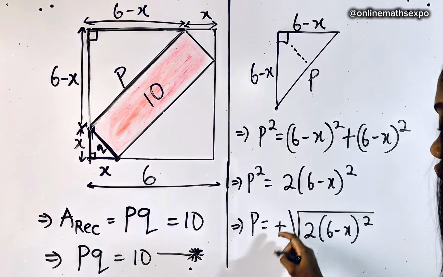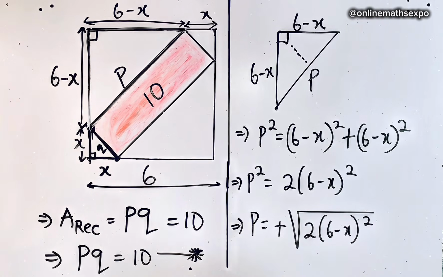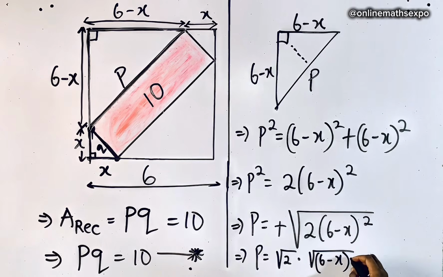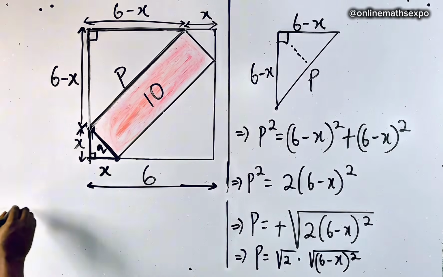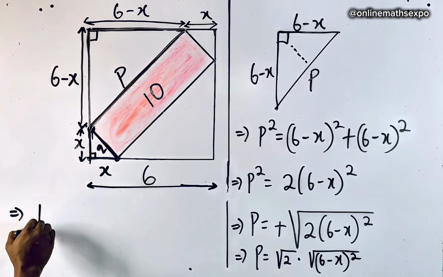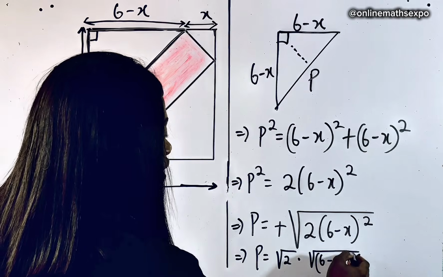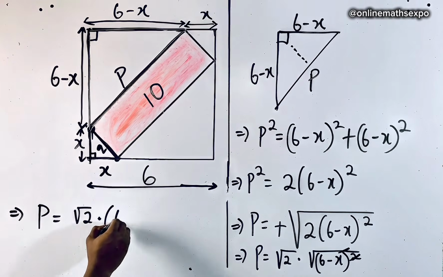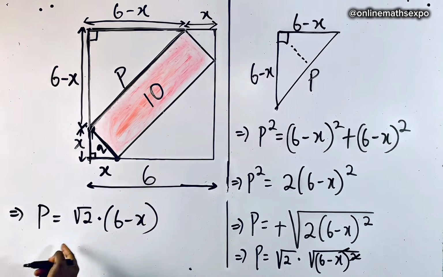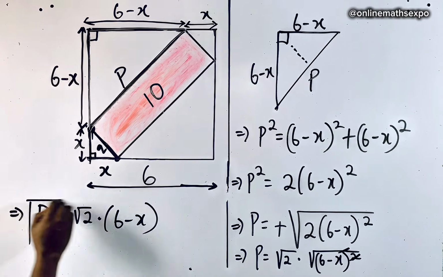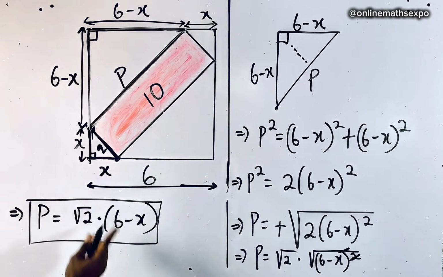We take only the positive square root. And in that case, this is also the same as p is square root of 2 multiplied by square root of 6 minus x all squared. Keep simplifying. From here, we now have p is equal to square root of 2 multiplied. This square takes the square root. This is what we have. Now, this is what we have for the value of p. But we are targeting x.